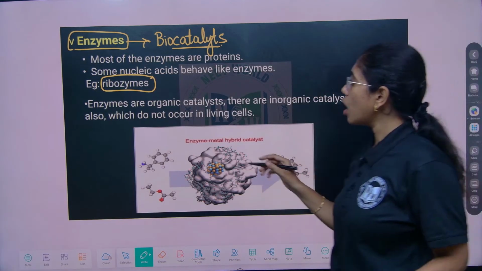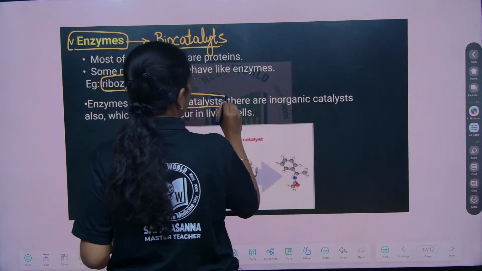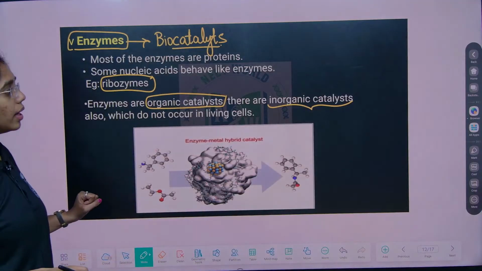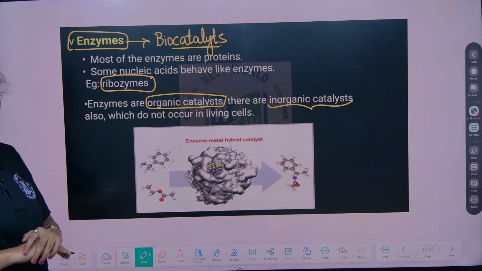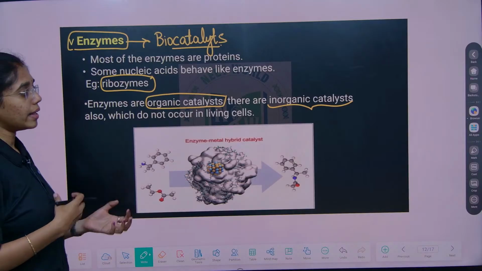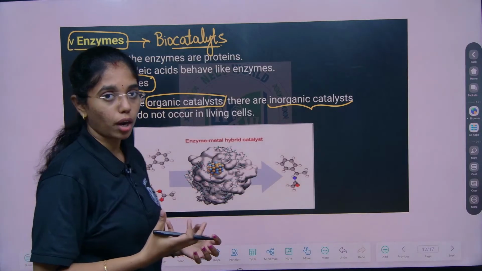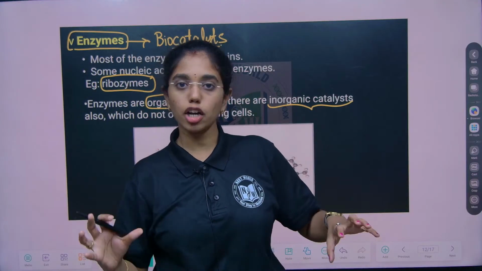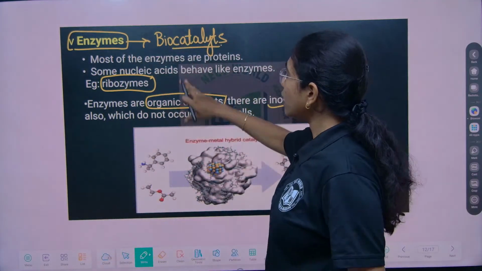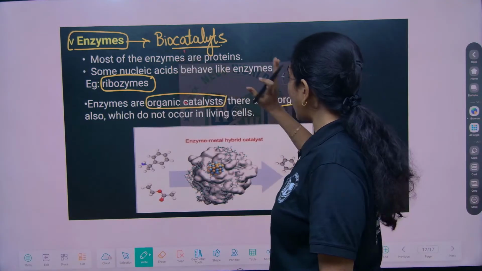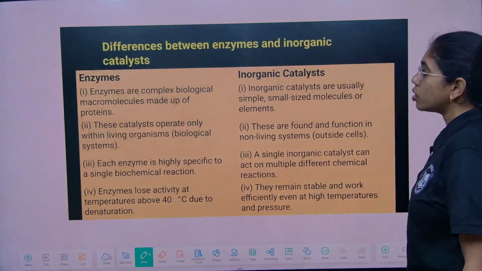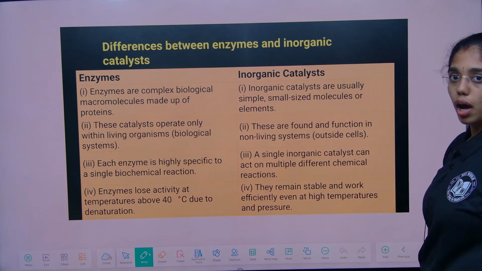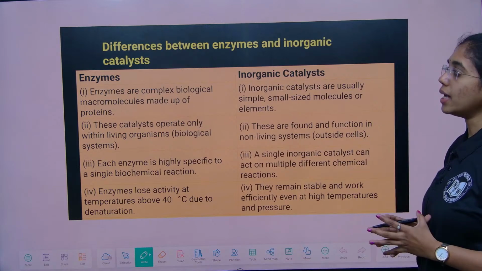Enzymes are known as organic catalysts. There are inorganic catalysts too, which do not occur in living cells, and their specificity and temperature tolerance are different. We learn the differences between organic catalysts, also known as biocatalysts, and inorganic catalysts. So here are the differences between enzymes, which are organic catalysts, and inorganic catalysts.